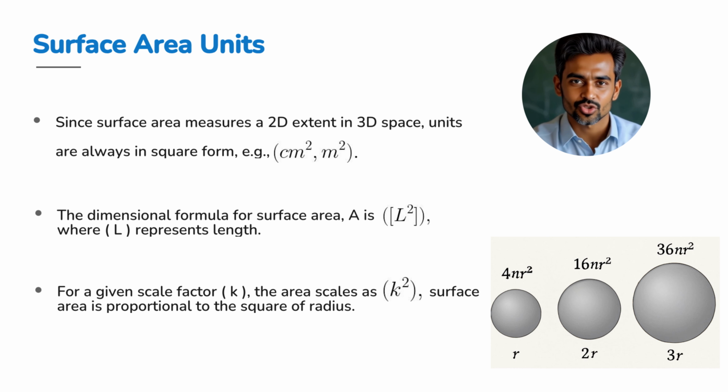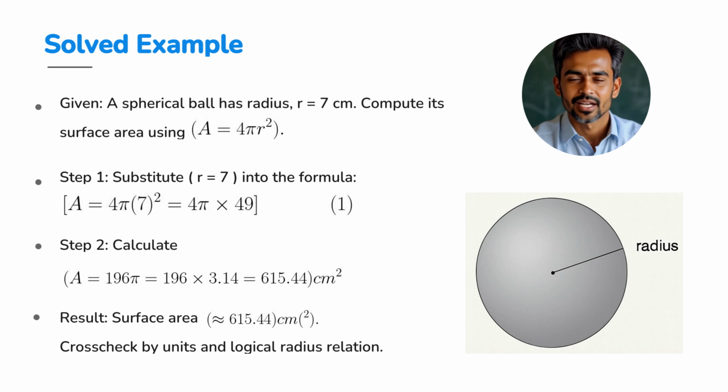So, it's crucial to keep track of units and scaling. It helps avoid common mistakes in problem solving. Now for a practical example. Let's calculate the surface area of a real spherical object. Ready? Great! Here's a solved example to put all this formula magic into practice. Suppose we have a spherical ball with a radius of 7 centimeters. Our task is to find its surface area using the formula we learned, A equals 4 pi r squared.